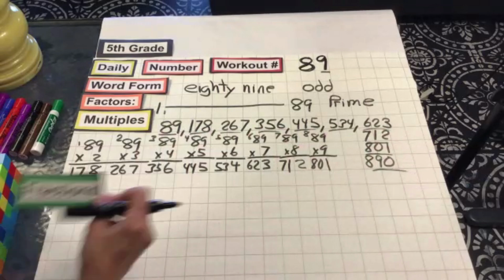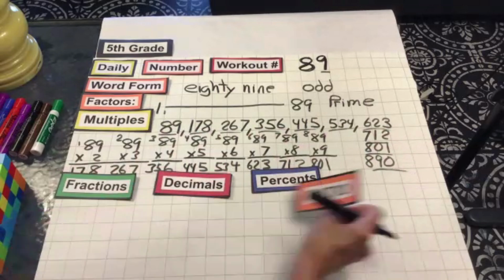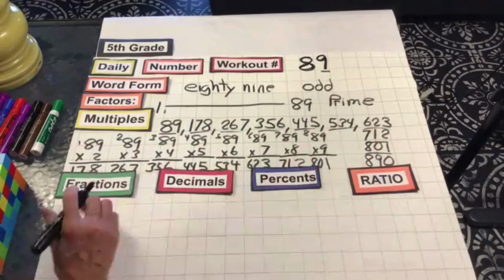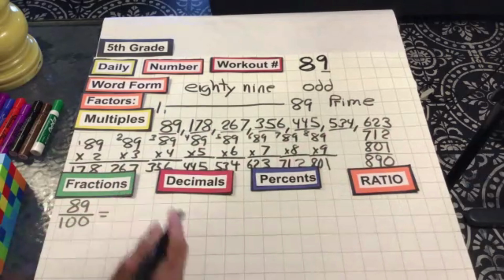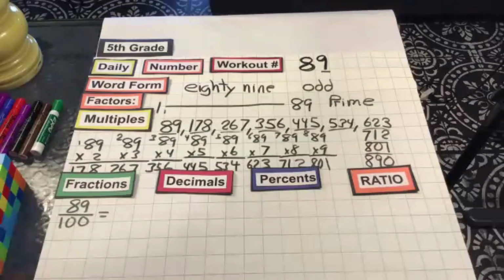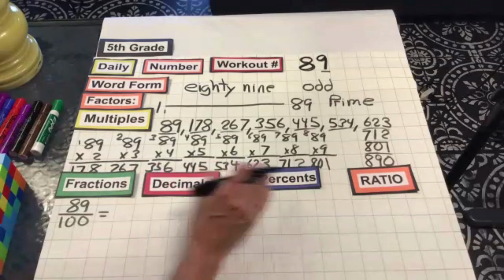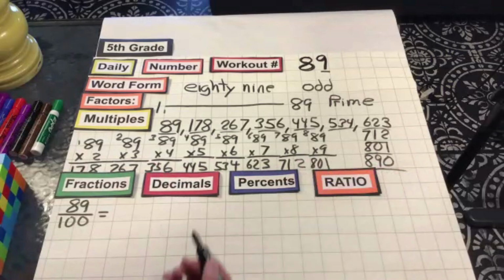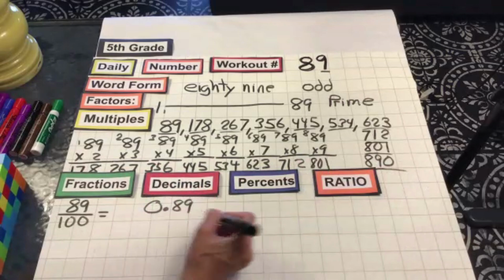Let's go on to fraction, decimal, percents, and ratio. All right, here we go. Our fraction today is 89 out of 100. There's no equivalent factors except for 1, and we will not be using that one because if we divide a number by 1, it's itself. Our decimal is 89 hundredths, 0 and 89 hundredths.